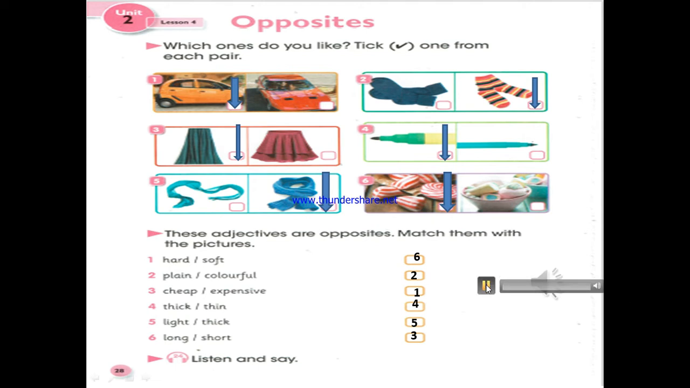Listen with me, please. Track 24. Listen and say. 1. It's a cheap orange car. It's an expensive red car. 2. They're plain blue socks. They're colourful socks. 3. It's a long skirt. It's a short skirt. 4. It's a thick pen. It's a thin pen. 5. It's a light blue scarf. It's a thick blue scarf. 6. They're hard sweets. They're soft sweets.